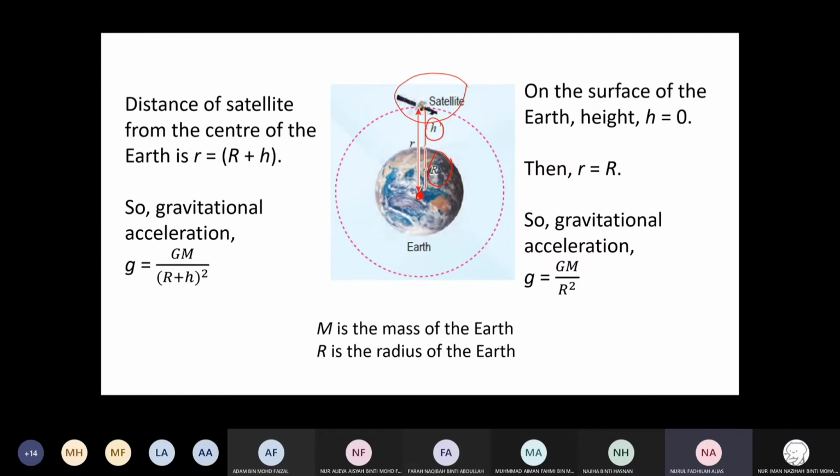Okay, so berapa? Kalau awak nak kira value of g of siapa? Gravitational acceleration of the satellite. So satellite ni dia ada gravitational acceleration, dia accelerate. Okay, what is the value? You can use this formula. So R kita sekarang ni jadi R plus H, you squarekan that one. Okay. Now, okay, on the surface of the Earth, H is 0. Okay, kat sini H is 0, then R equals to R. So ini yang kita dah tahu tadi.